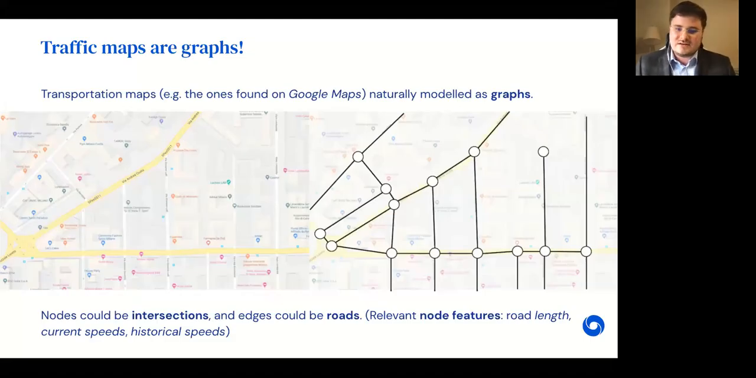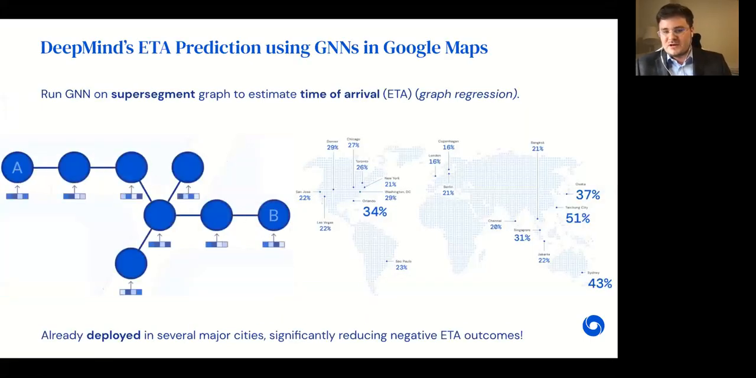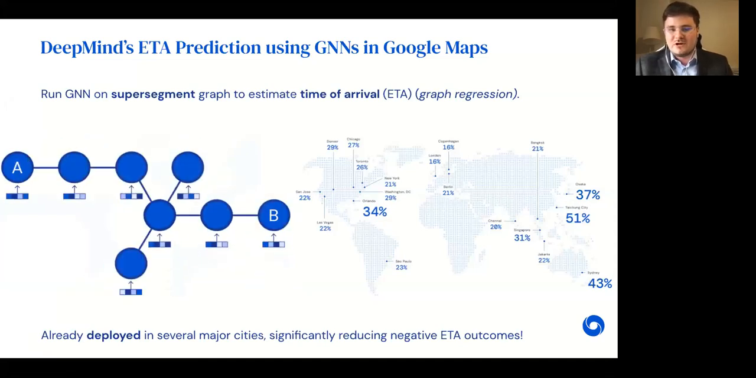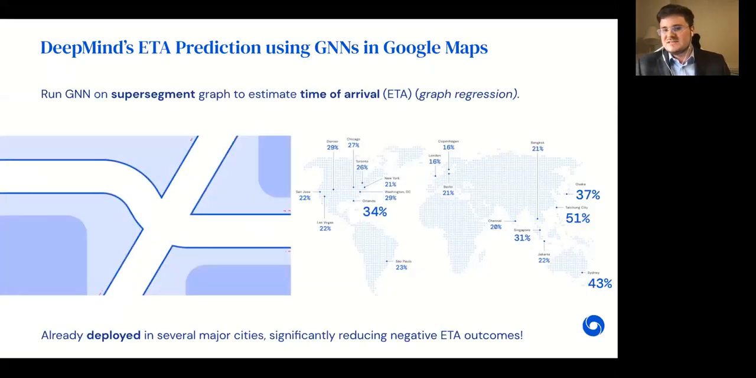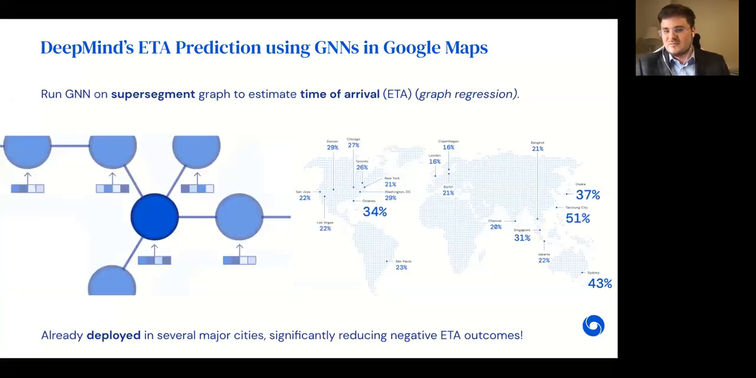You can look at different nodes as intersections and edges as the roads connecting them. And you can put various interesting node features, like the lengths and speeds, onto these inputs. And within DeepMind, we have a very successful collaboration with Google Maps, where we deployed a graph neural network on road networks constructed in this way to predict the current estimated time of arrival, which is obviously a very important problem in transportation modeling, especially for a service like Google Maps.